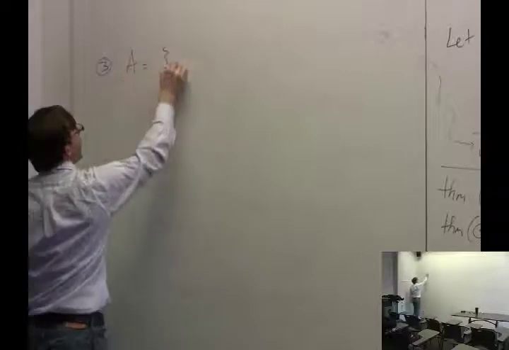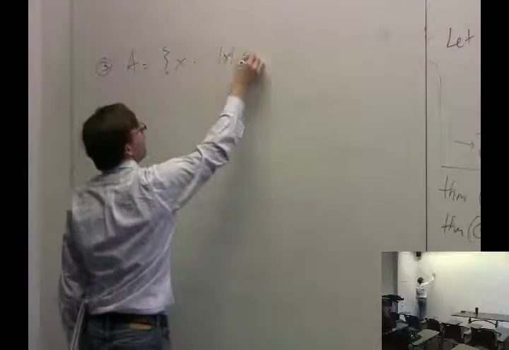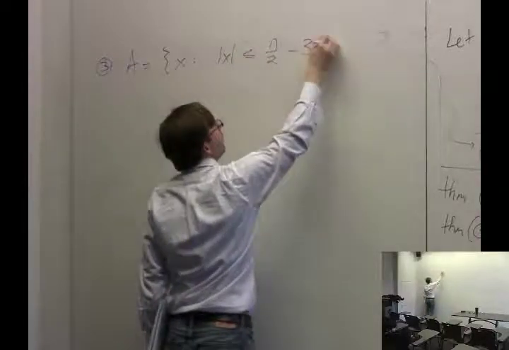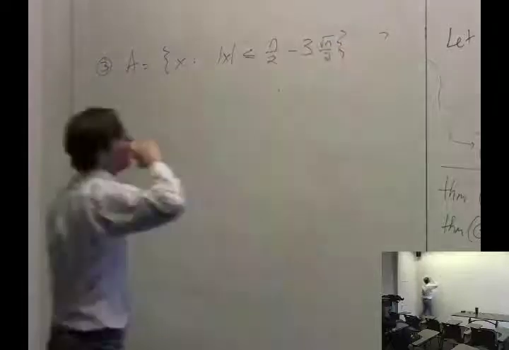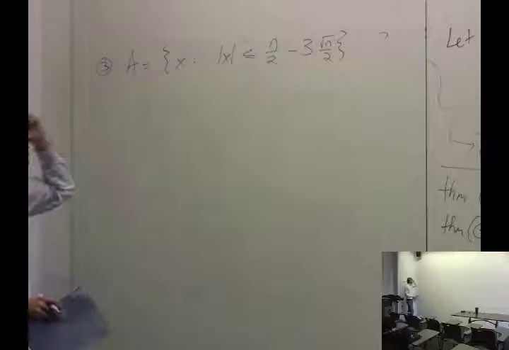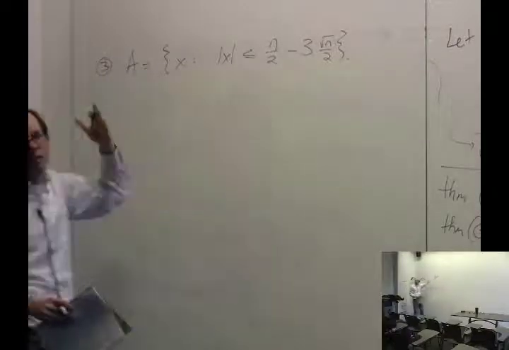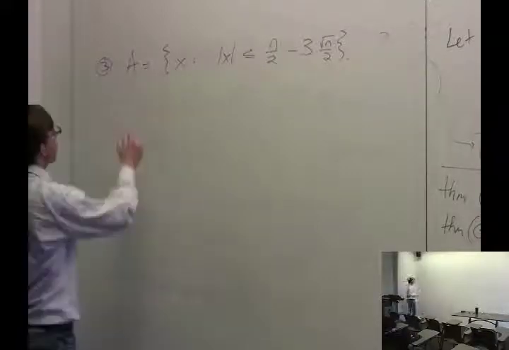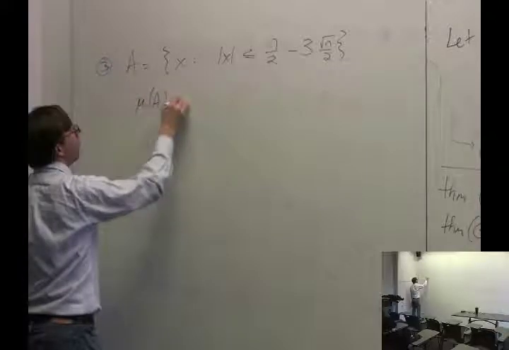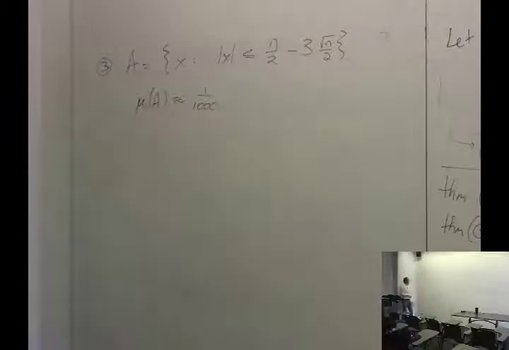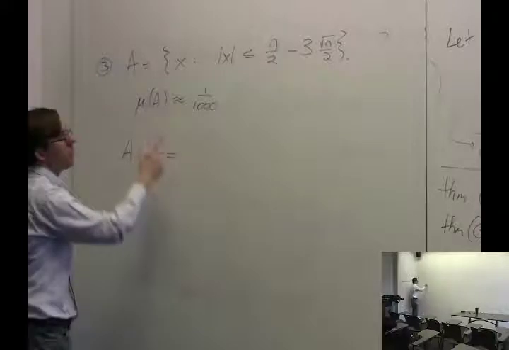Maybe A is the set of all strings x such that the Hamming weight of x is at most n over 2 minus, say, 3 standard deviations. So it's like a Hamming ball centered at 0 where the radius is almost n over 2, but not quite. It's sort of 3 standard deviations off. If you know your Gaussians, then this will be of density roughly 1 over 1,000. This 1 over 1,000 depends on this 3, but not in a very important way. And what do you get if you form A plus A? What is A plus A for this thing?